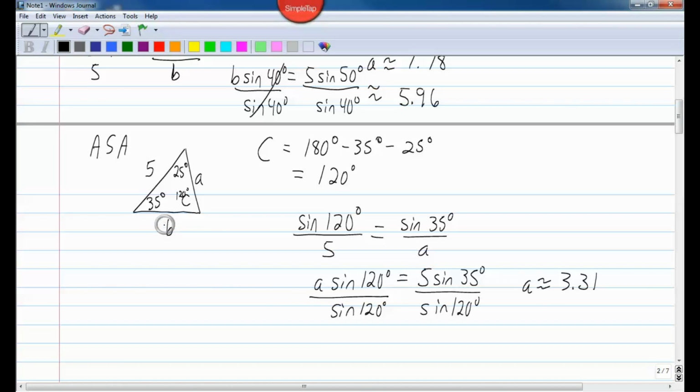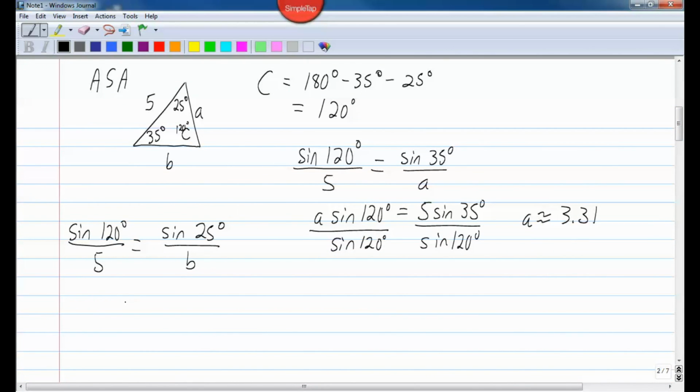Alright, now to solve for side B, remember I said don't use side A unless you just have to. And if we did have to go back and use side A for any reason at all, I'd want to carry it out more than two places. So let's just use the proportion that we were given that we know for sure, sine of 120 degrees over 5. The sine of 120 degrees over 5 is equal to, now the only thing we don't know is side B. So we want to set up the proportion with side B and its corresponding angle. So that's sine of 25 degrees over B.